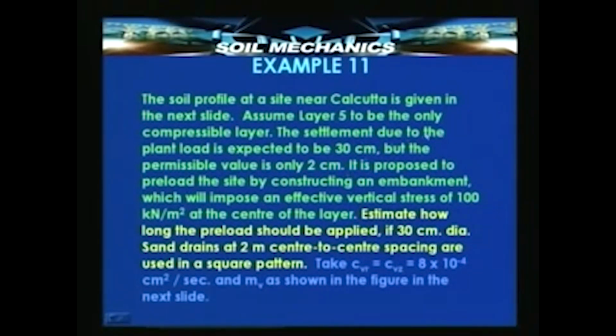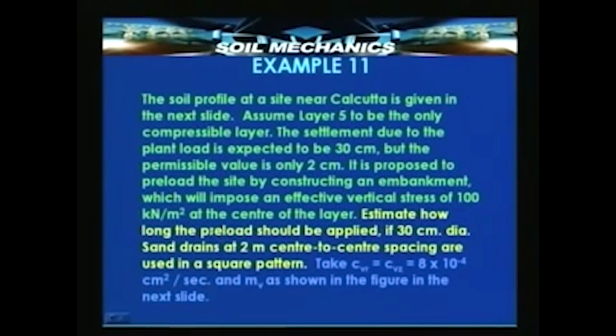The settlement due to the load that is expected from a structure there is 30 centimeters, but the permissible value is only 2 centimeters. The structure is so critical that its weight causes 30 centimeter settlement, but we can tolerate only 2 centimeter settlement. It is proposed to therefore preload this site by constructing an embankment which will impose an effective vertical stress of 100 kilonewton per meter square at the center of the compressible clay layer.